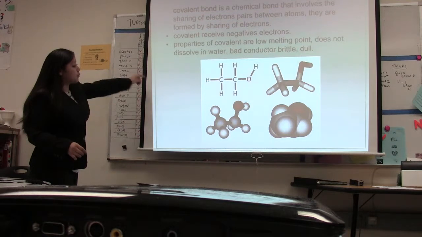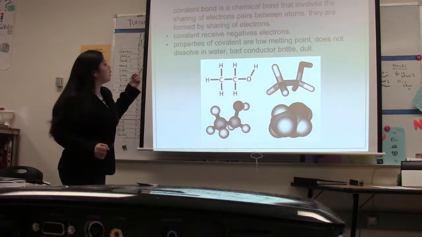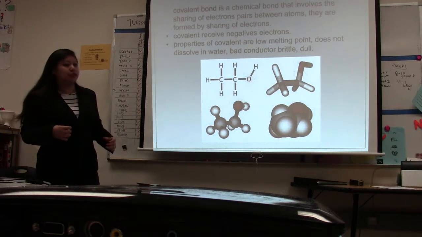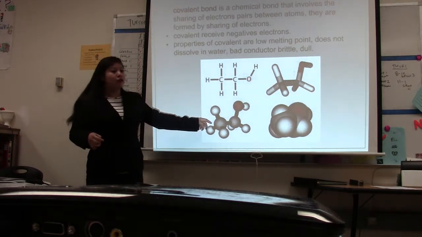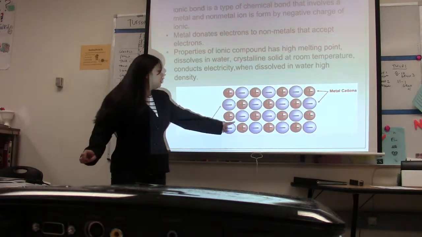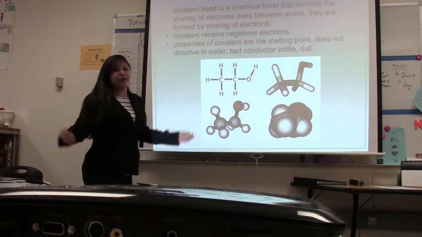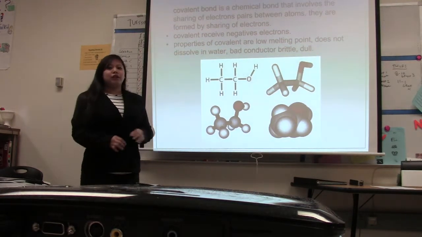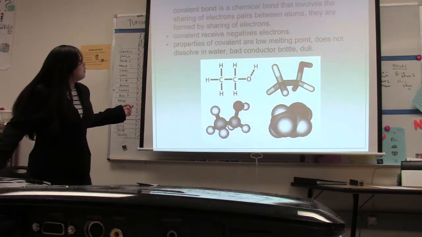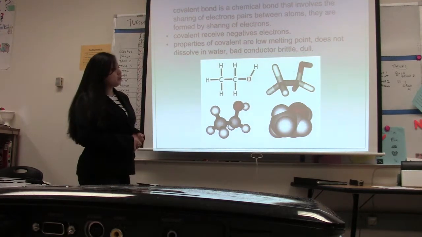And these ones are covalent. They are chemical bonds that involve sharing electrons paired between atoms, formed by sharing of electrons. For the covalent bonds, it's all negative. Let me show you right here. All these things are negative, negative, negative. All the positive that you see in the other one, in this one, I'm sorry, I couldn't find a picture like the other to show you. But this is all negative. So it melts pretty fast. The properties of the covalent: low melting point, does not dissolve in water, a bad conductor, and dull.